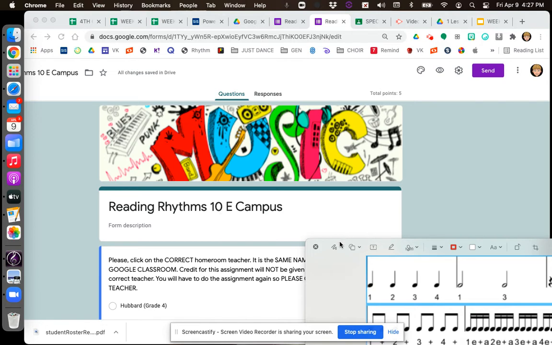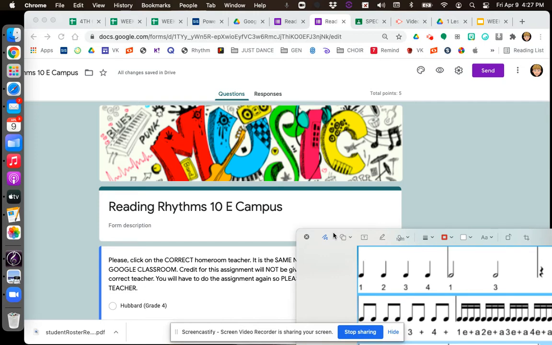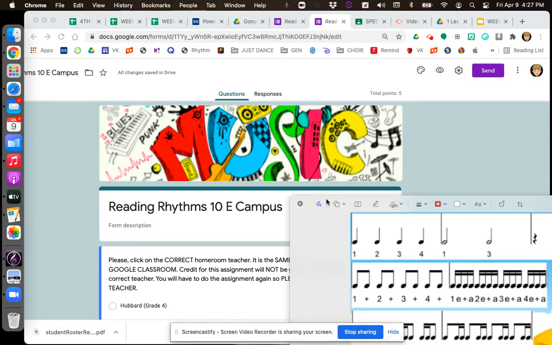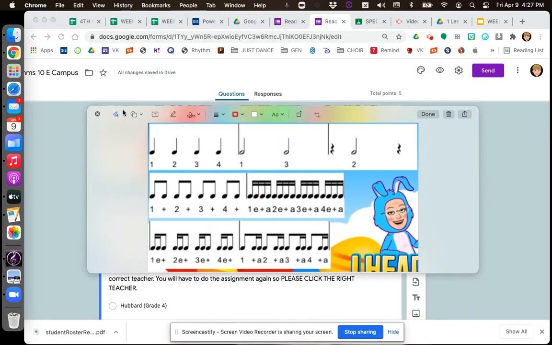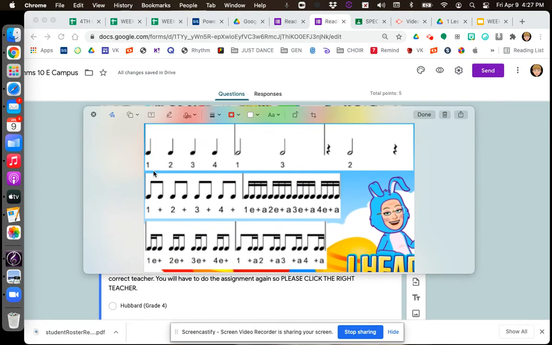Now, there are no new rhythms from the previous week. So Reading Rhythms 9 and Reading Rhythms 10 are very similar. Let's review the rhythms that you need to know.